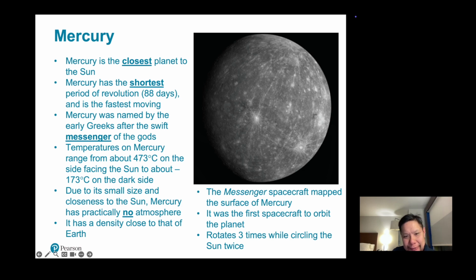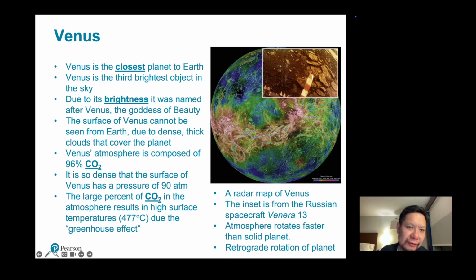The next planet is Venus. Venus is actually the closest planet to the Earth, and it's the third brightest object in the sky, second to the moon. Again, if the moon were not there, it'd probably be Venus. Venus would be the brightest. And so, due to its brightness, it's named after Venus, the Roman goddess of beauty.